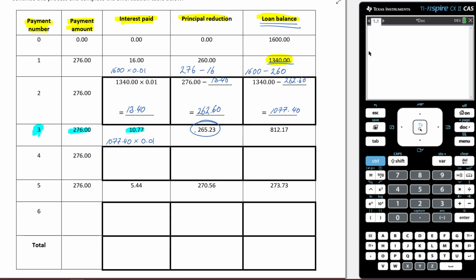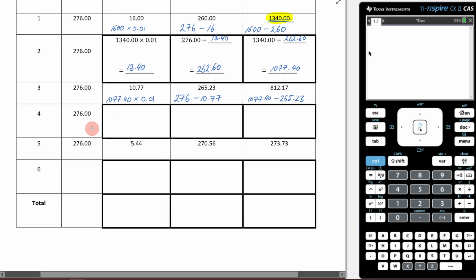My principal reduction is how much my principal will reduce by. So what I do is I take my repayment amount, 276, and I subtract from that the amount of interest that I'm being paid. And then to figure out what this is going to be, I take the previous balance of the loan, which is 1077.40, and I subtract away my principal reduction, 265.23. So that's what we're doing there. Let's now look at the next one. And I know I'm taking a lot of time doing this, but I think it's very important that you understand what exactly is going on.